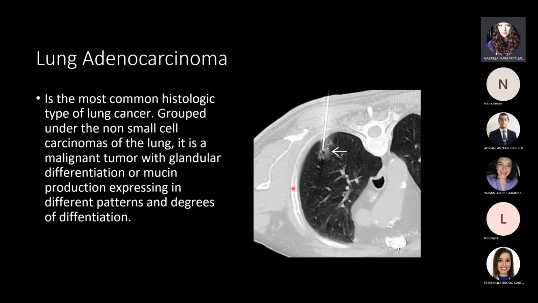Lung adenocarcinoma is the most common histologic type of lung cancer, grouped under the non-small cell carcinomas of the lung, and it is a malignant tumor with glandular differentiation and mucin production, expressed in different patterns depending on degrees of differentiation. In this image, a single CT image, a percutaneous biopsy was performed, and it shows this lesion with a ground glass image, which was adenocarcinoma in situ.